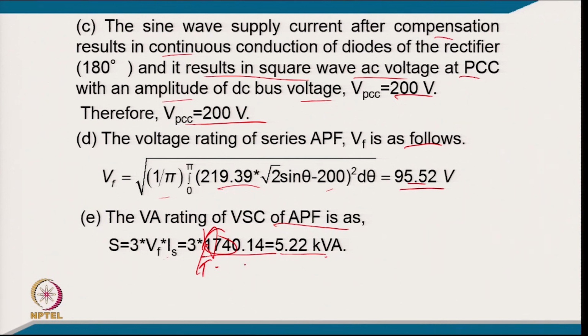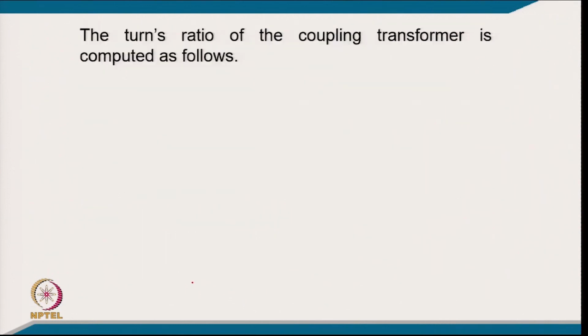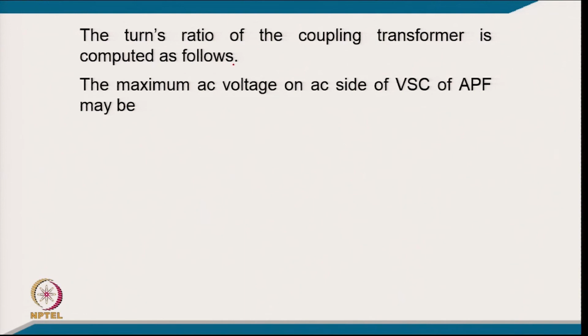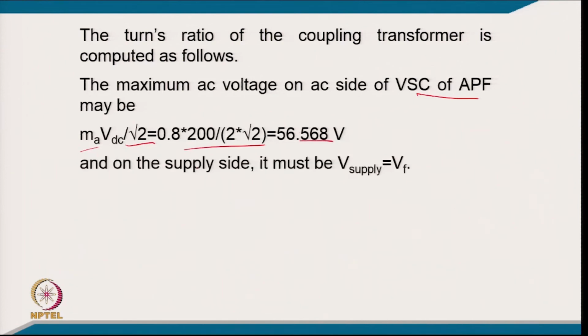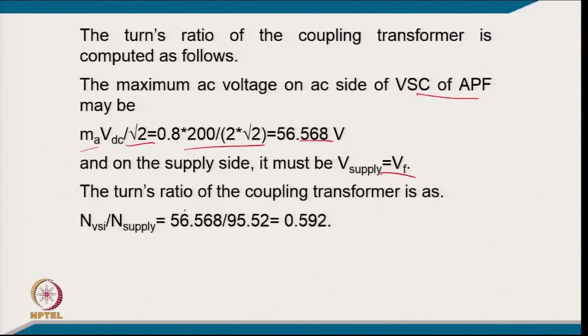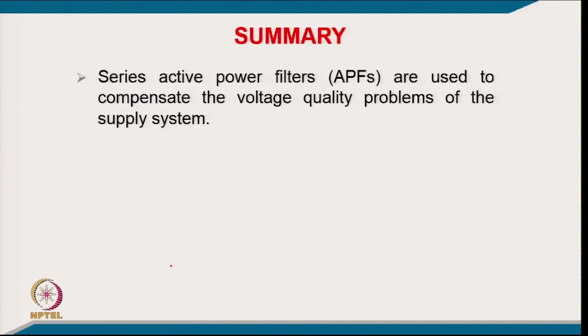So, it comes to 5.22 kVA, and the turns ratio of the coupling transformer is computed from the maximum AC voltage of the APF, which is what the inverter can generate, and on the supply side we need VF. So, from the inverter side and the supply side, the turns ratio, taking the voltages on both sides, comes to 0.5292. Well, we would like to summarize now.